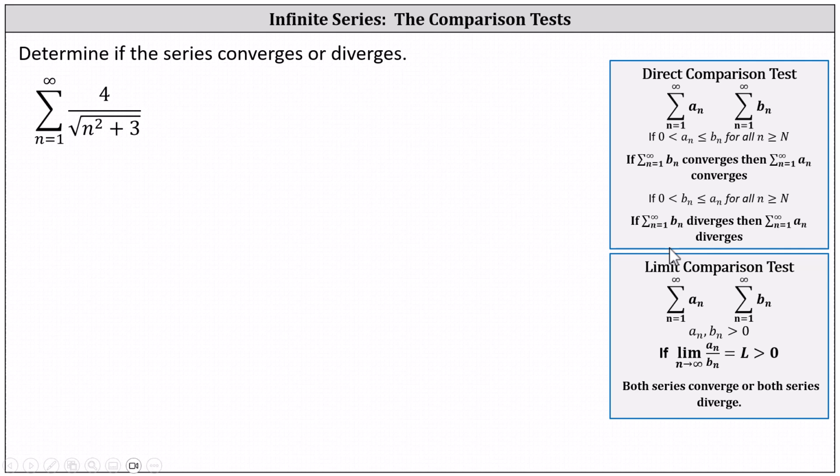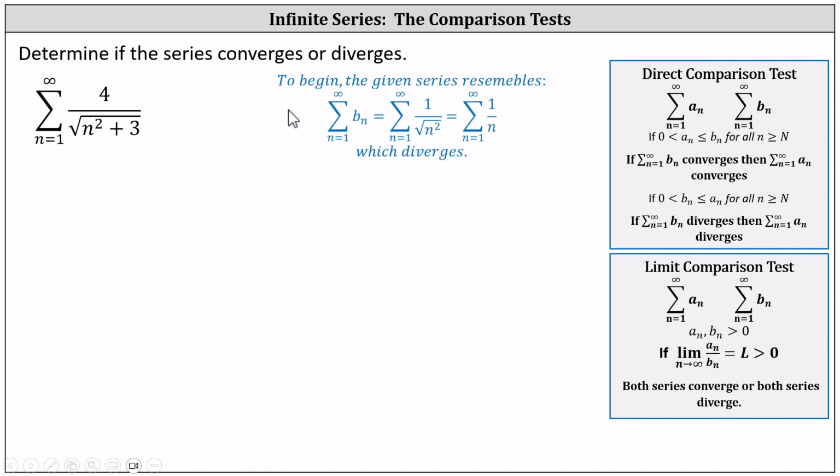Let's first determine what series the given series resembles, and then if the series converges or diverges. The given series resembles the sum from n equals 1 to infinity of 1 divided by the square root of n squared, which simplifies to the sum from n equals 1 to infinity of 1 divided by n, which we should recognize as a harmonic series and therefore diverges.